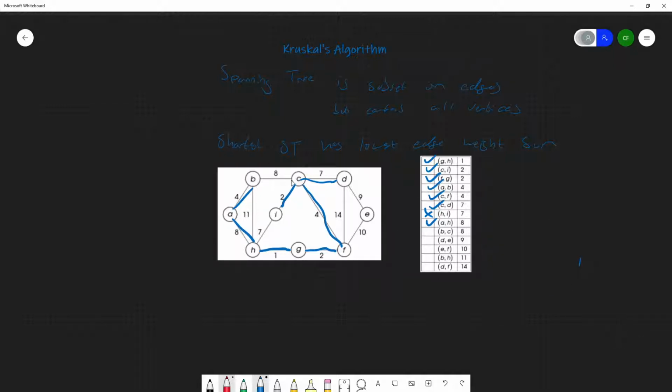BC is here. If we add this one, we now have a cycle going this way. Don't want that, so we will not keep BC. DE is here. That's good to keep.